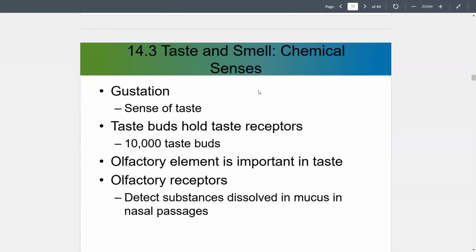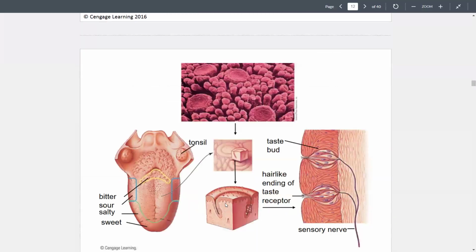Okay, so now let's look at taste and smell. These are your chemical sensors. These use chemoreceptors. So gustation is the sense of taste. That's the word for it. And then taste buds have taste receptors. You have about 10,000 taste buds. And there are also olfactory receptors, which are chemoreceptors in your nose.